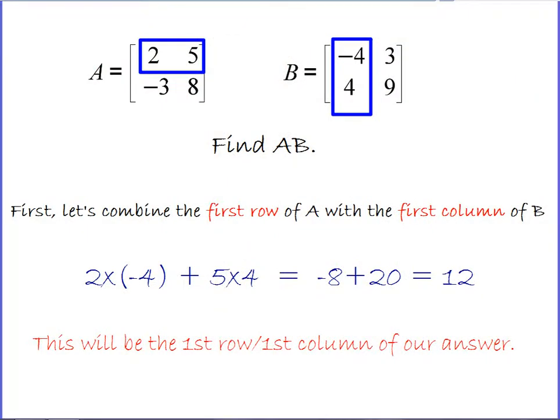So I have two matrices here, A and B. I'm going to take the first row of A and combine it with the first column of B. I'm going to take first element and multiply it to first element, 2 times -4. Then I'm going to take second element and multiply it to second element, 5 times 4, and then I'm going to add them together. So I would get -8 plus 20 gives me 12. Because this was first row, first column, it's going to be element 1, 1 in my new matrix.